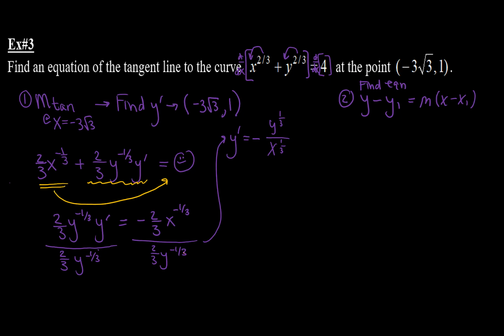We're going to go ahead and plug in the stuff that we need to plug in. So y prime is equal to this. So let's plug in the point. This is my x coordinate. This is my y coordinate. So y prime is going to equal, now y to the 1/3 is 1 to the 1/3 power. And then x to the 1/3 is like saying -3 square roots of 3 to the 1/3 power.